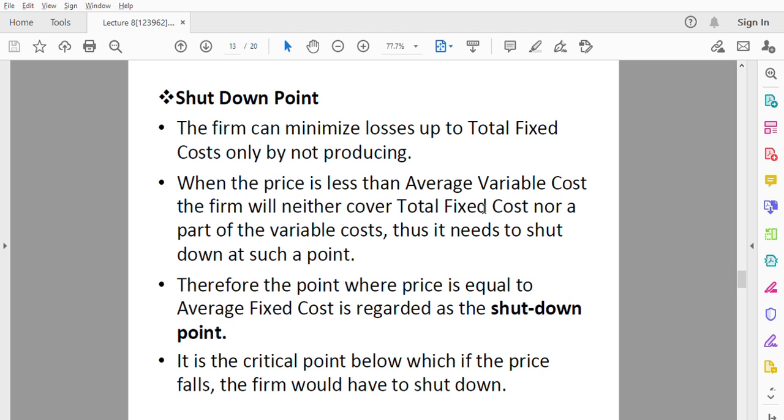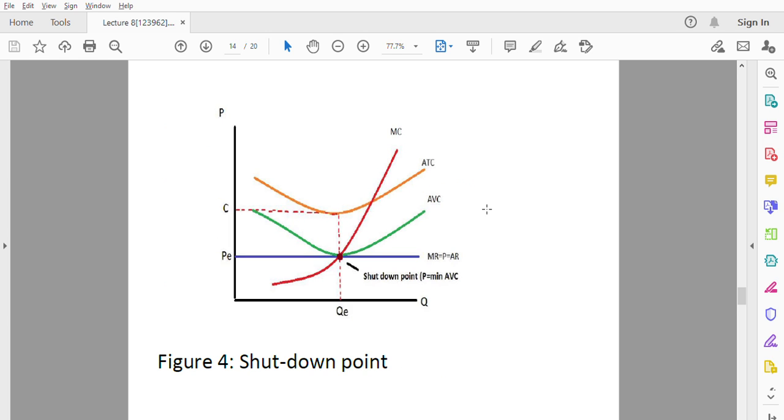There is one thing to note, very important, which is called the shutdown point, and I would use a diagram to explain the shutdown point to you. Every firm incurs two types of costs. We have the fixed cost and we have the variable cost. And since we are talking in averages, I would say we have the average fixed cost and average variable cost. The average fixed cost together with the average variable cost will give us the average total cost.